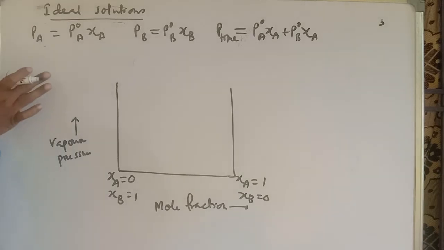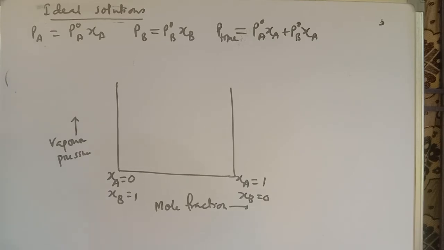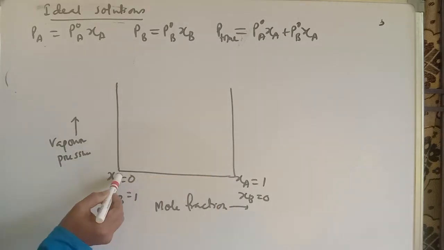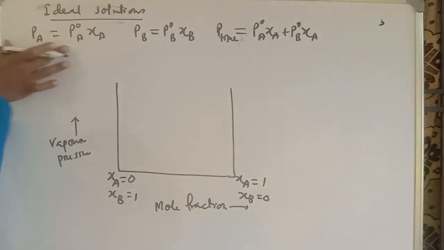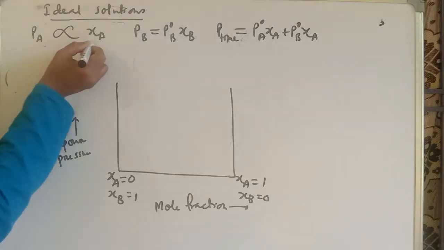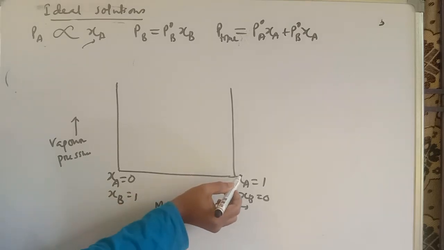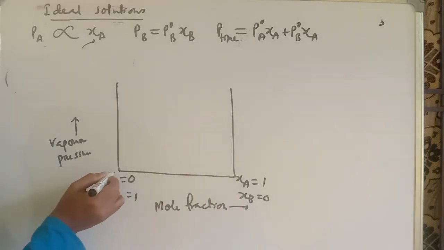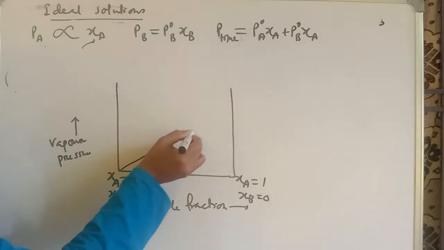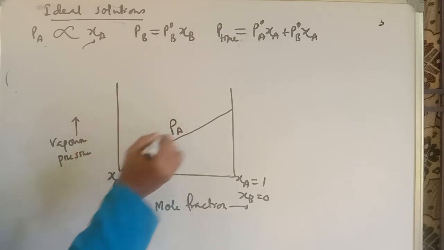Now here XA is 0, and here XA is 1. If we go in this direction, XA increases from 0 to 1. According to Raoult's law, remember, PA is proportional to XA. This was Raoult's law: if XA increases, PA increases. Now you see XA increases in this direction, so its vapor pressure will also increase like this. XA increases, vapor pressure increases. This is the vapor pressure of A.